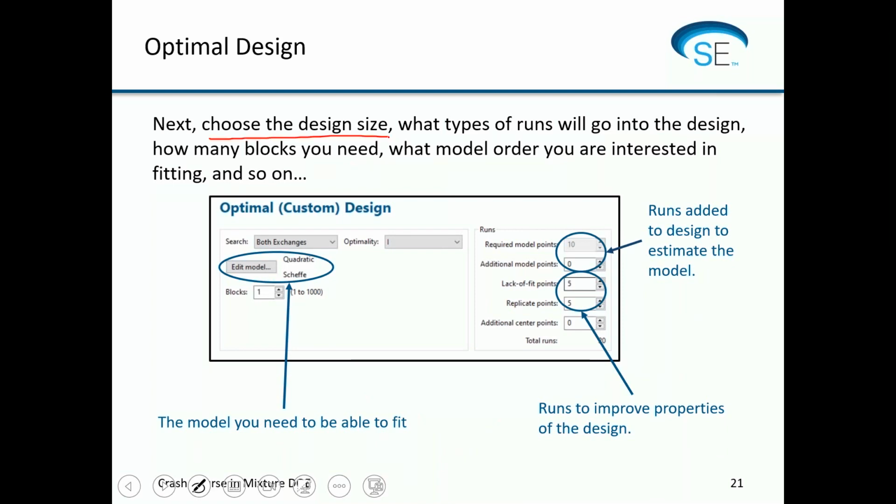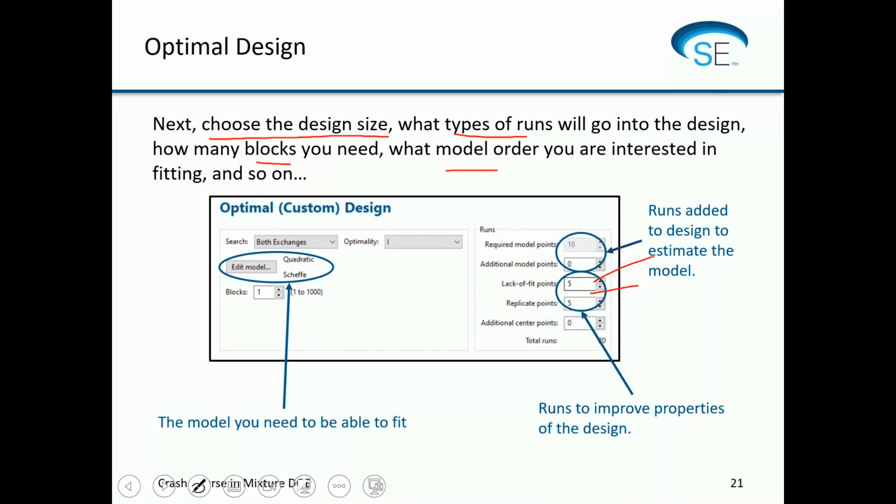Afterwards, you need to choose the design size, what types of runs will go in the design, how many blocks you need, what model order you're interested in estimating, and so on. So this is basically what you need to specify. So you're specifying what types of runs do you want. For example, how many replicates do you want? How many lack of fit points do you want?